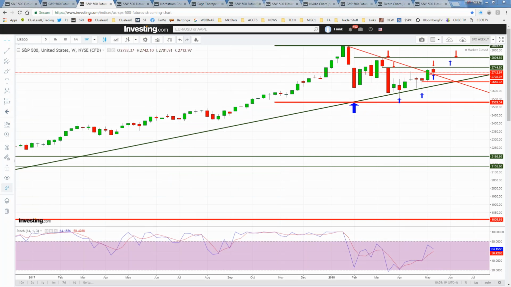Doesn't matter what happens on a 15-minute, 1 hour, and all the crazy stuff. But if we break out of this and stay within this range, then there's a very good shot that we hit the 2800 level again.